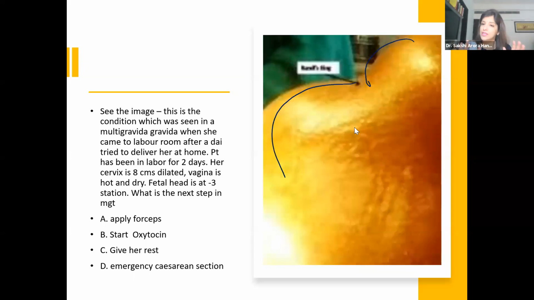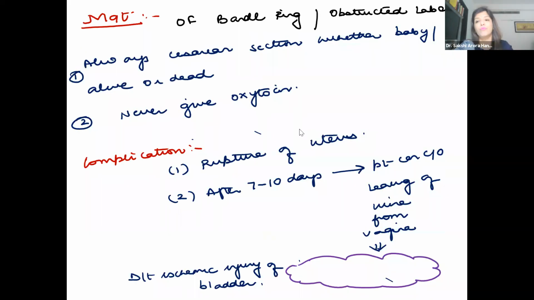Bandel's ring, because it is seen in obstructed labor, the only management is cesarean section. Schroeder's ring, because you have used oxytocin too much, what you have to do is just relax the uterus for some time and the ring will automatically subside, right? Now, what can be the outcome of Bandel's ring? What problems can happen due to obstructed labor or due to Bandel's ring?